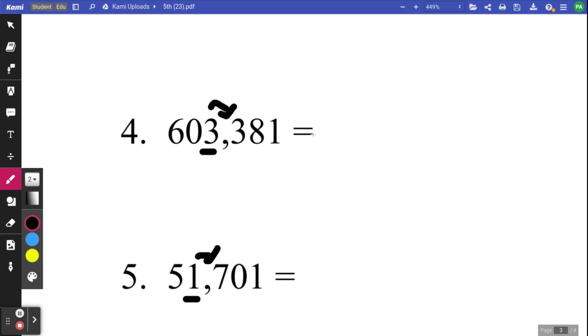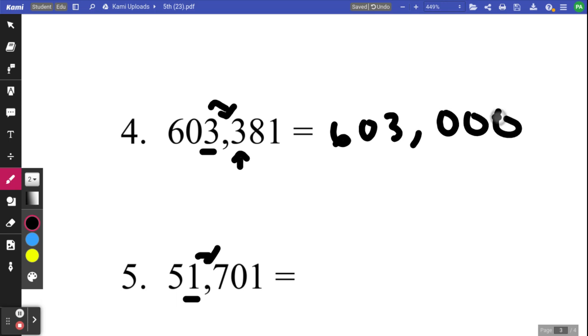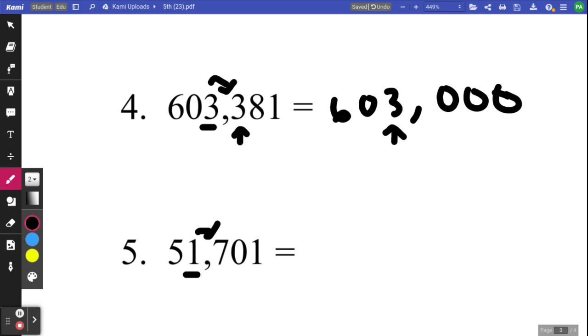Okay, so let's start off with number 4. We see that this is 3, and obviously 3 is less than 5, so we do not change it, so it becomes 603,000. And remember, everything else is 0 because we're only focusing up to the 1,000. And now let's look at number 5. Well, 7 is obviously bigger, so we're going to change the 1,000 to 2,000. So now your new value is 52,000. This becomes 0.